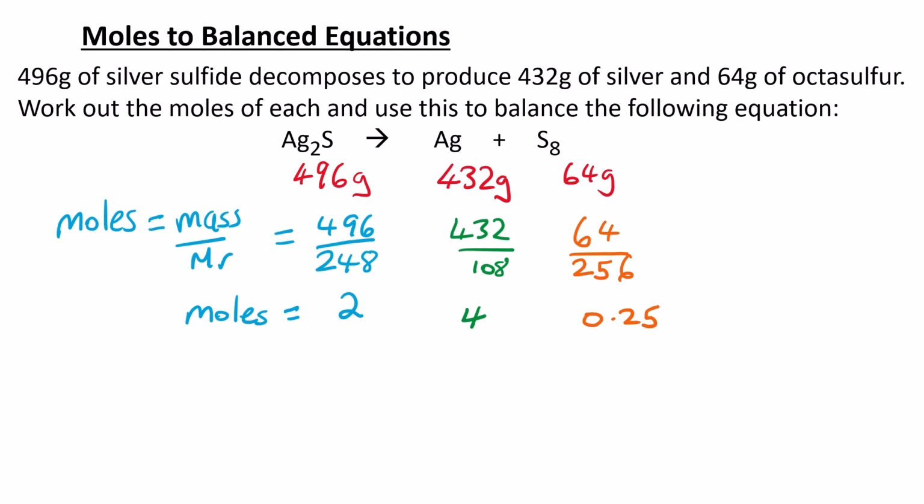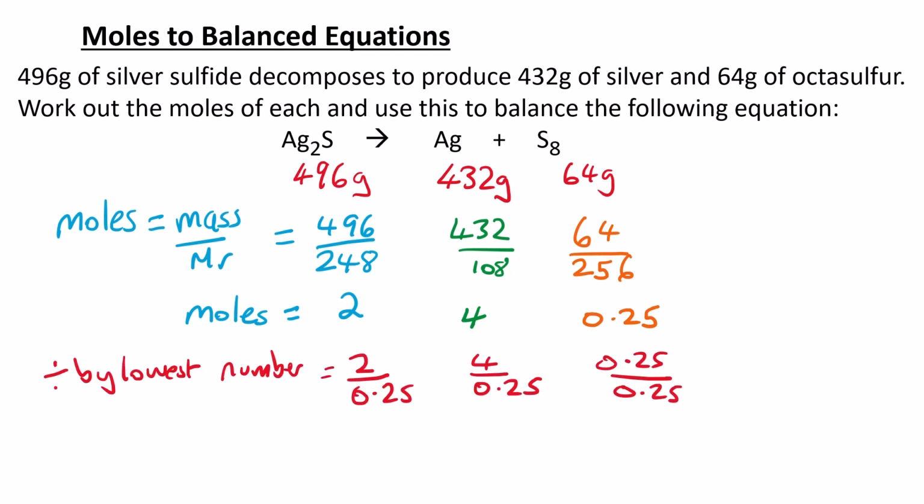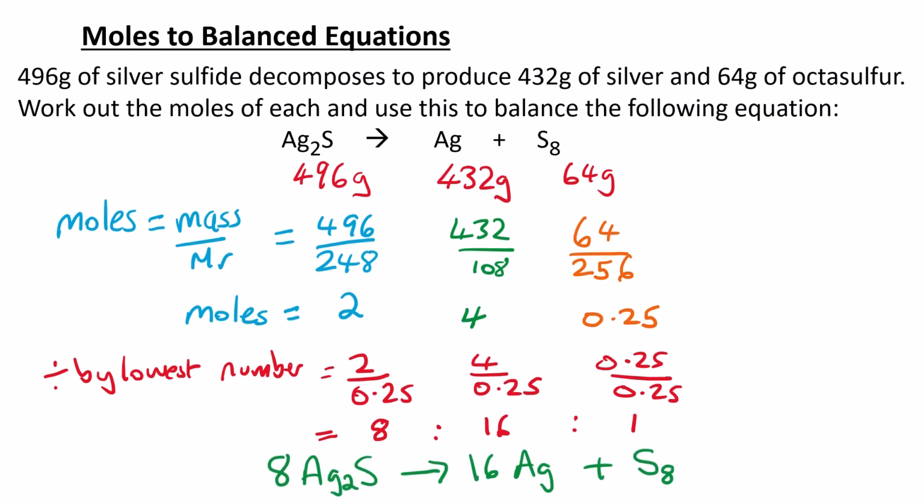Now, at this point, you might be able to spot the ratio, but if you can't spot the whole number ratio, what we're going to do is divide it by the lowest number to help us. So we will do 2 divided by 0.25, 4 divided by 0.25, and 0.25 divided by 0.25. And that gives us a whole number ratio of 8 to 16 to 1. And then what we do is we rewrite the equation with those balancing numbers in front. Of course, we don't write the 1, we don't need to write that. So it becomes 8 Ag2S turns into 16 Ag plus S8. And if we do a double check, that all balances on each side.